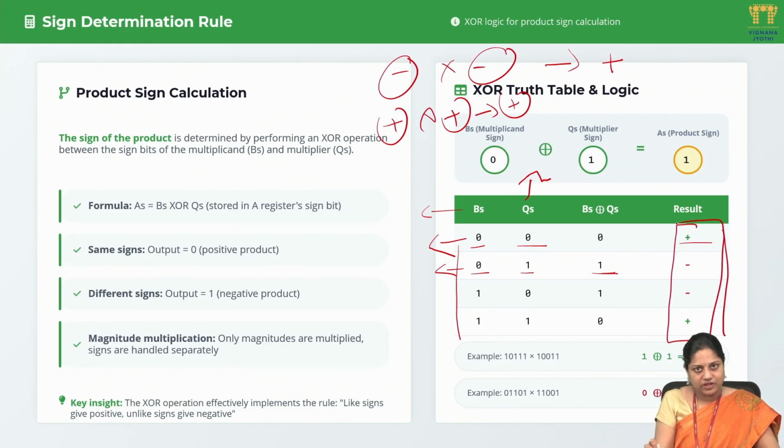The sign of the product will be calculated based on the XOR operation between the sign flags of multiplicand and multiplier. So here you can see a simple XOR for BS and QS, which is nothing but the sign of the product.